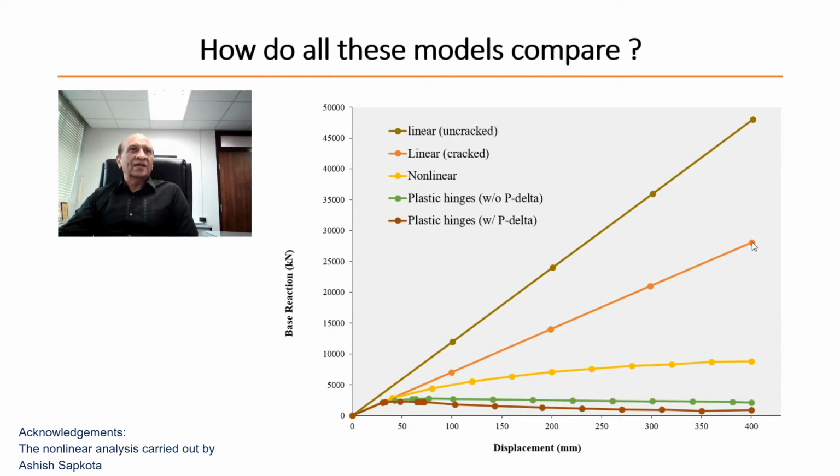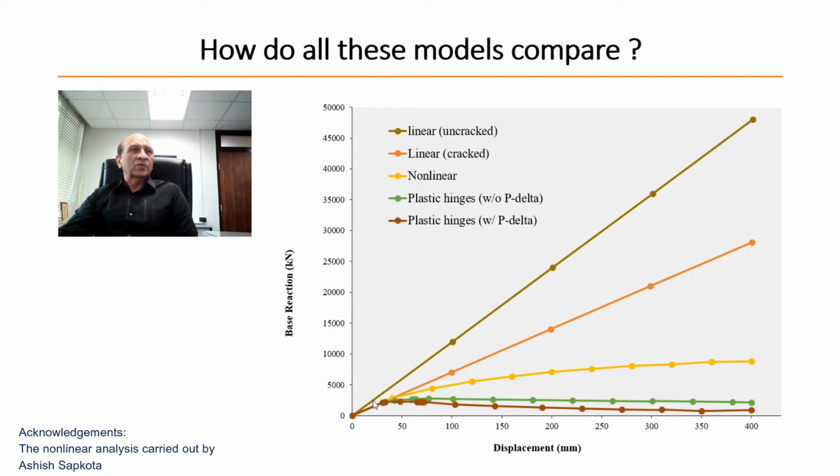It will continue to give us that response forever. However, when we included the non-linearity, which was the P delta effect, then we can see that the capacity actually was reduced quite a bit, and it could not go on as much as the linear models. And when we started to add the capacity considerations as well, we saw that the load capacity of the entire frame actually reduced quite a bit compared to the linear elastic model.